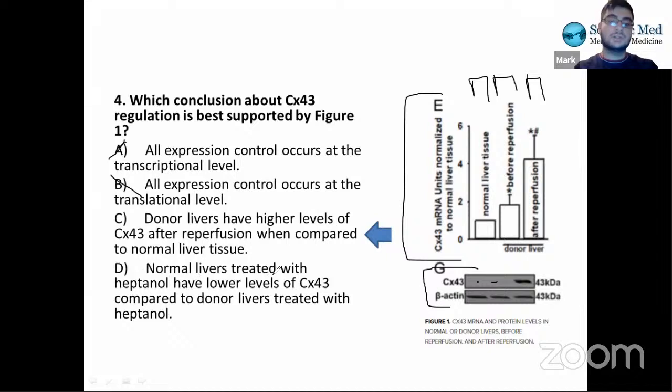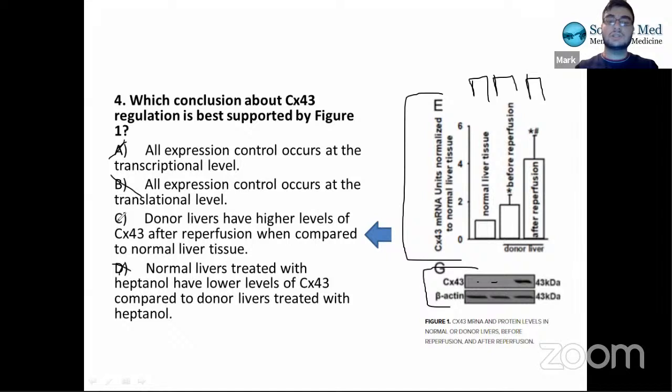D, normal livers treated with heptanol have lower levels of CX43 compared to donor treated with heptanol. Well, it just says based on figure 1. So we're really just looking at figure 1. Normals compared to donors treated with heptanol, we're just looking at this graph. We don't really see that at all. So it wouldn't really make sense for D, right?